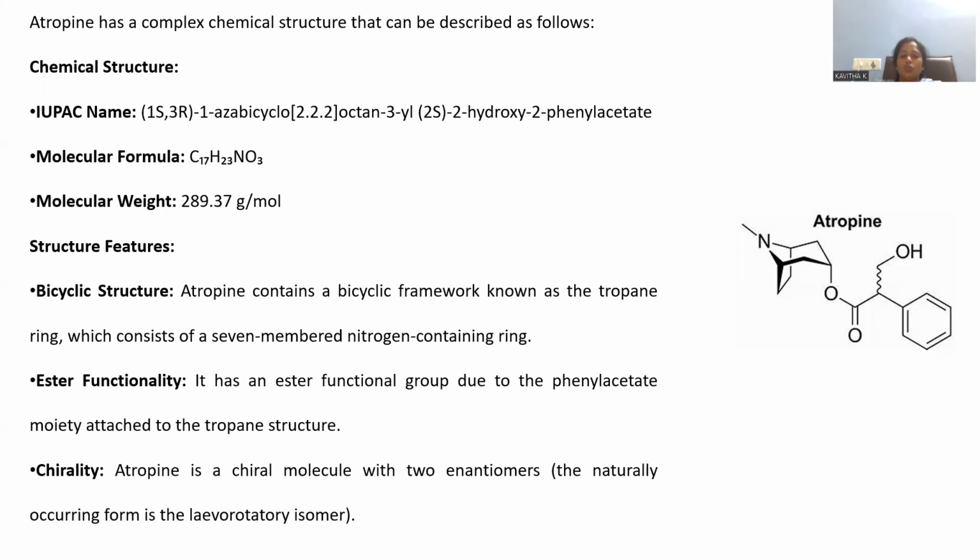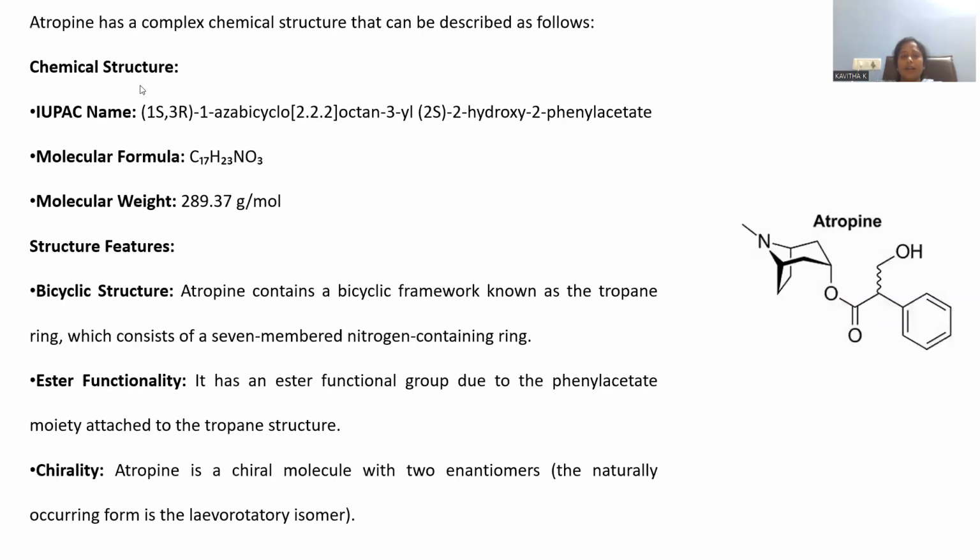Though two enantiomers are possible for this atropine, it is only accompanied by the levorotatory. In general, in nature, you can observe this atropine is levorotatory. This is the commonly available levorotatory isomer we can find. This is the only one having physiological activity, whatever we are discussing for this molecule.